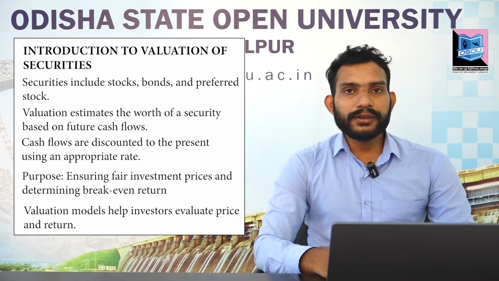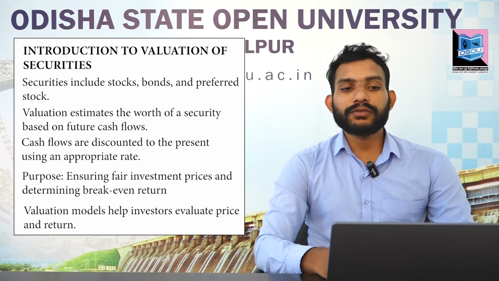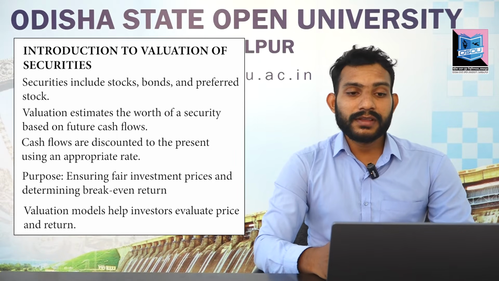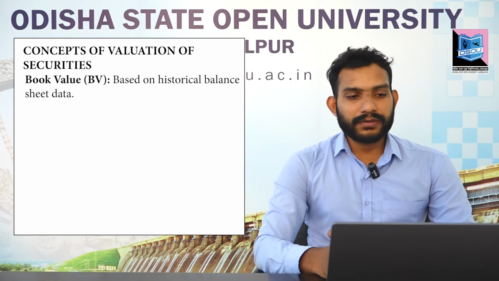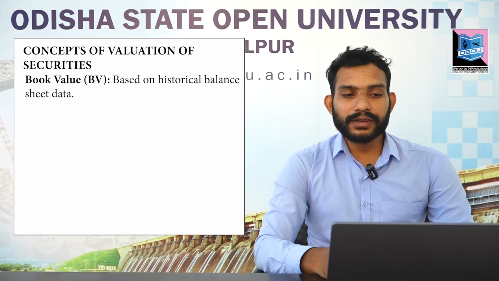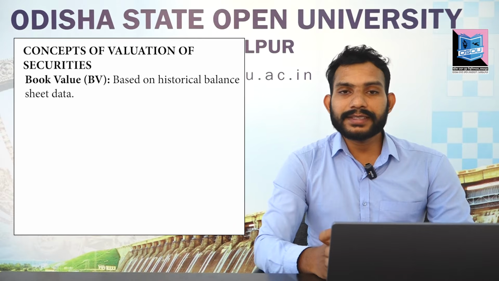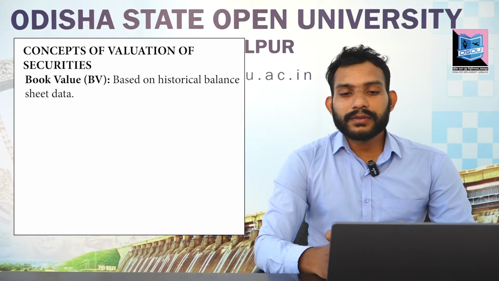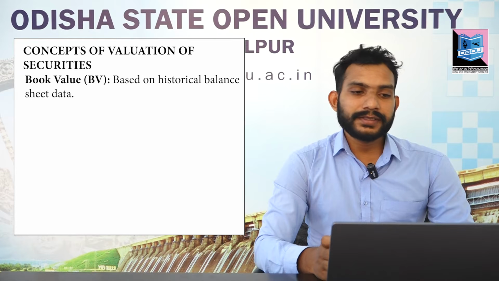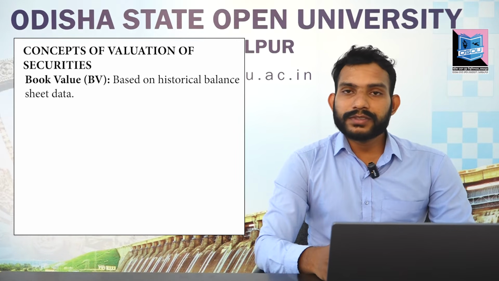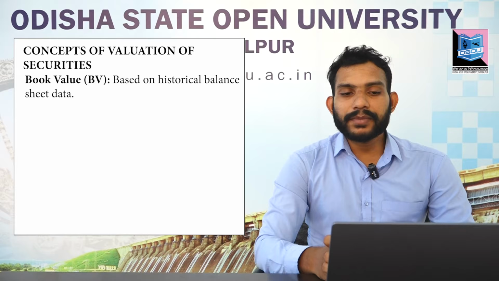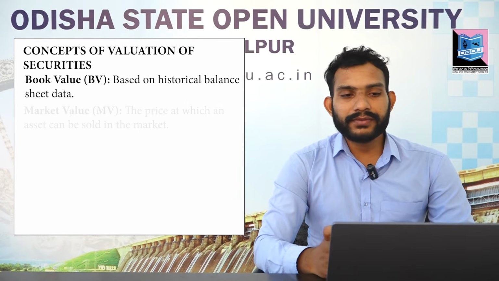When we talk about valuing securities, or figuring out what an investment is worth, there are a few different ways to look at it. Let's break them down. First, there's book value. This is based on the company's historical balance sheet. Basically, what the company has been worth on paper, according to accounting records. It includes things like assets, liabilities, and equity, but it doesn't always reflect the current market reality.